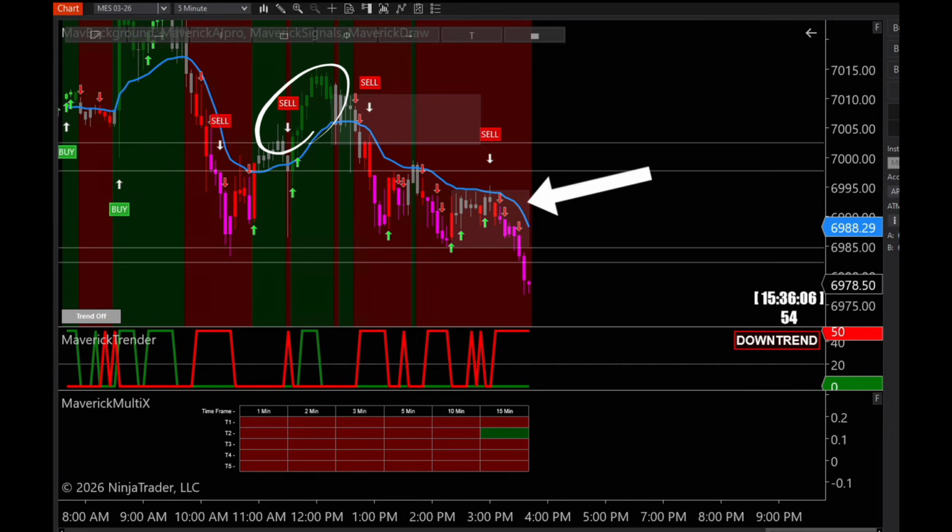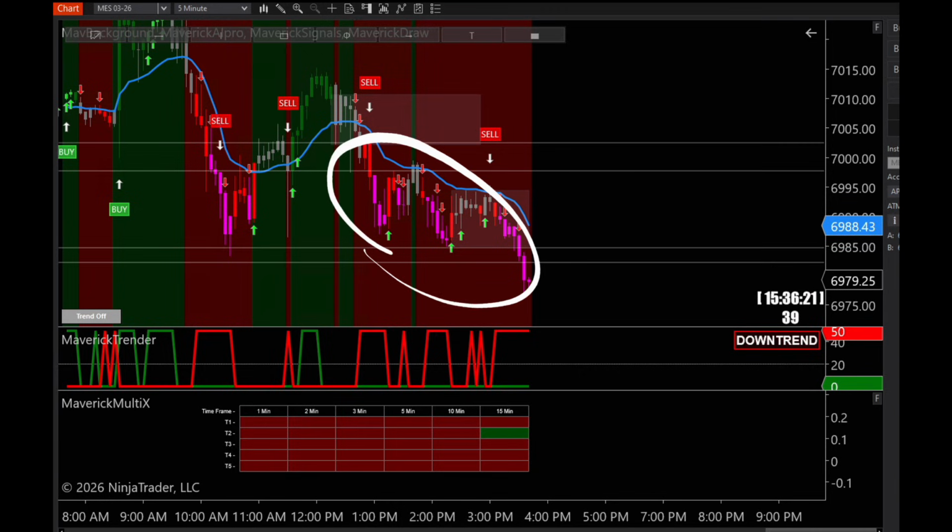So, short when we're below it. When price is above it, we like to go long, and I could show you this all day long. Price below it, short; price above it, long. Okay, red background, price is below the Maverick Guide.